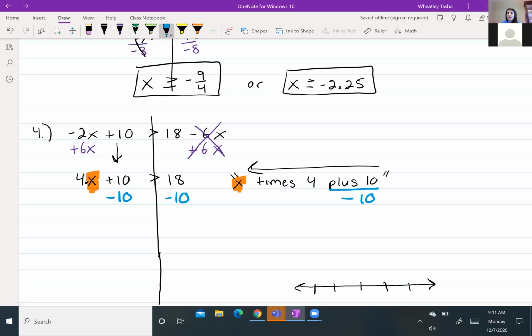Sorry, I feel like I'm going fast, so let me slow down here a second. So plus 10 minus 10, those are inverses, which means it would equal 0. And then 18 minus 10 would leave us with just +8. X drops down. Now, we subtracted 10, so I do not change the direction of the inequality sign.